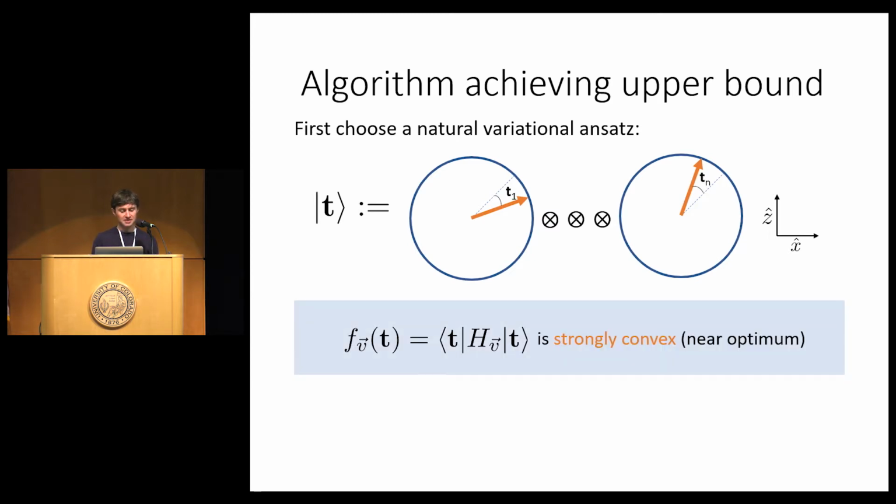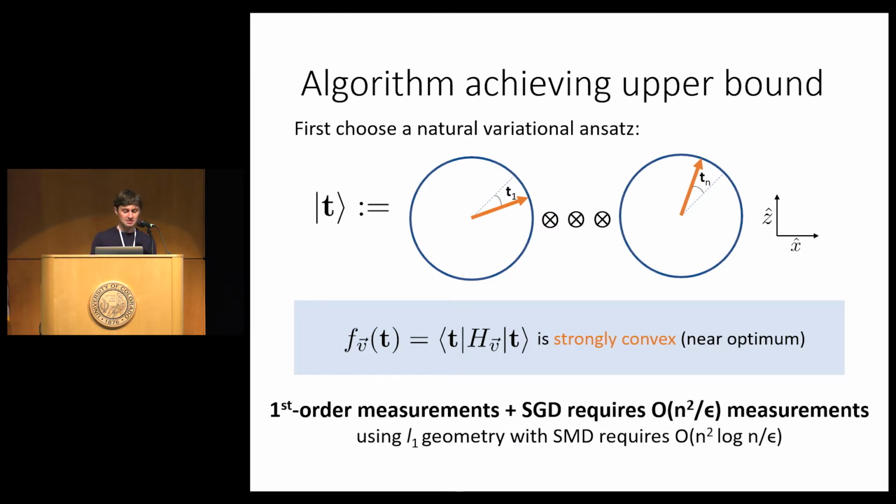Indeed, if we make this choice of ansatz, then the objective functions that are induced are strongly convex. So they have essentially nice curvature properties, and this is good for optimization. Stochastic gradient descent can take advantage of this. Using first order measurements and running stochastic gradient descent on top of these gives us the desired upper bound. I'll also point out that if we decide to use L1 geometry and use stochastic mirror descent, we only do a factor of log n worse. So they're fairly comparable.